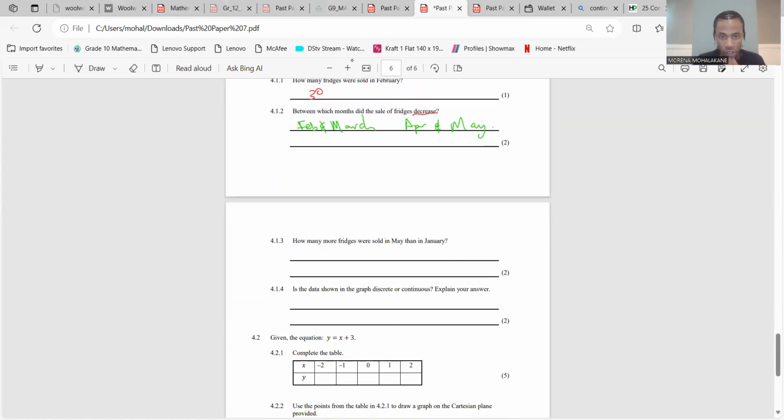How many more fridges were sold in May than in January? How many more? So we know that they sold many in May and they sold many in January, but the difference, how many more? So I'm going to look at my graph.